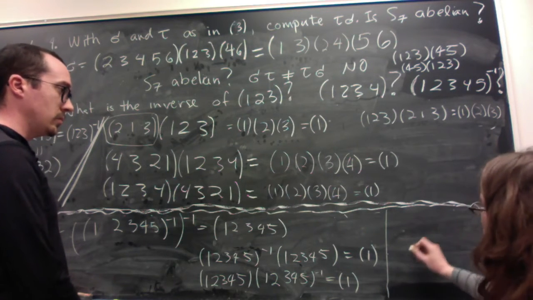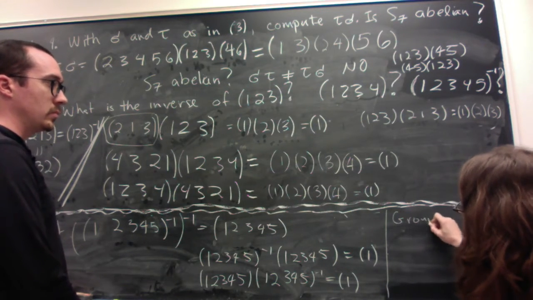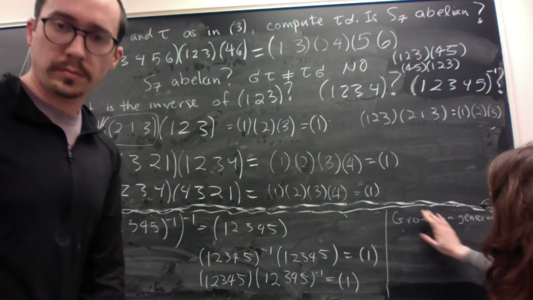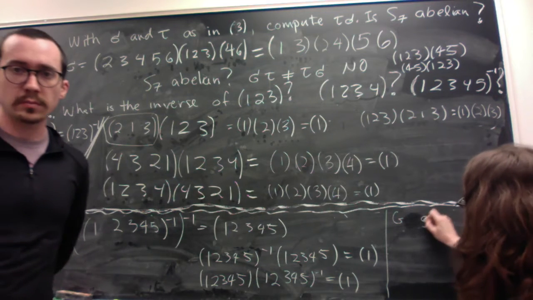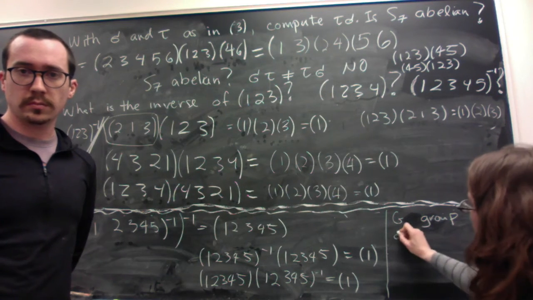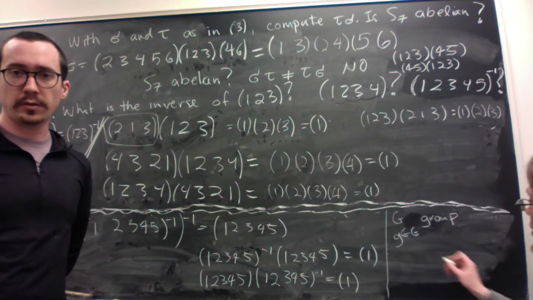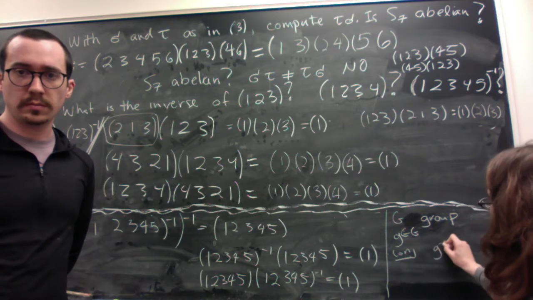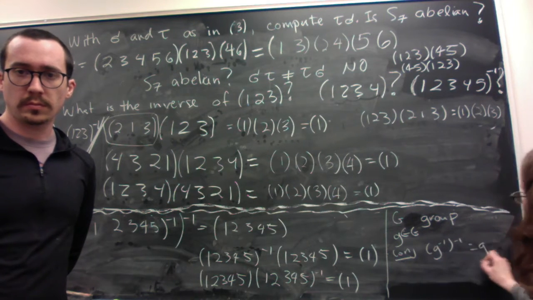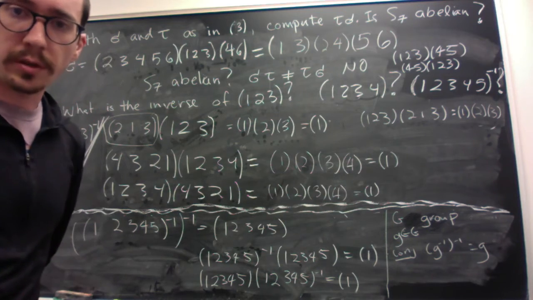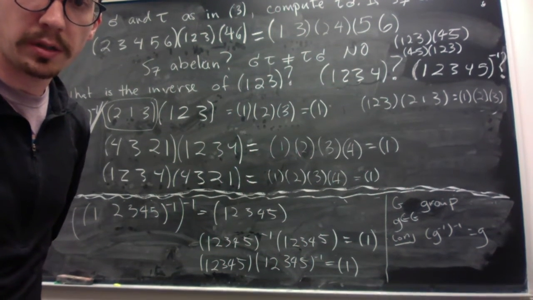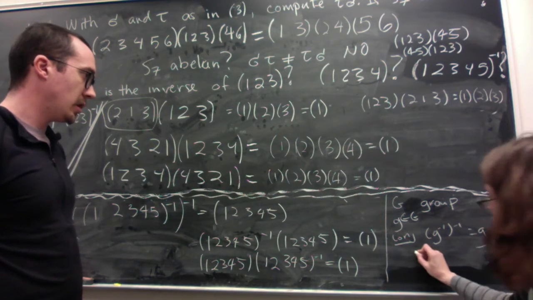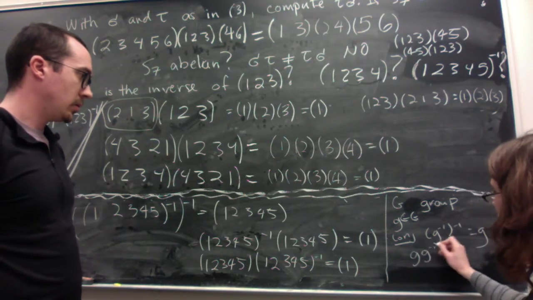So if we wanted to do this for groups, let G be a group, and let G be an element of the group. Our conjecture is that G inverse inverse equals G. I think we just prove this the same way. We just multiply by G. This is what it means to be an inverse.